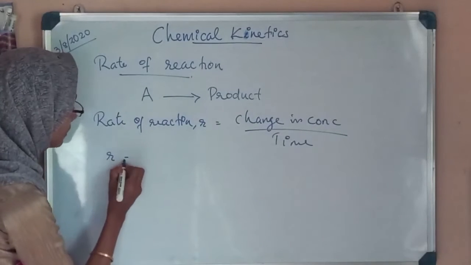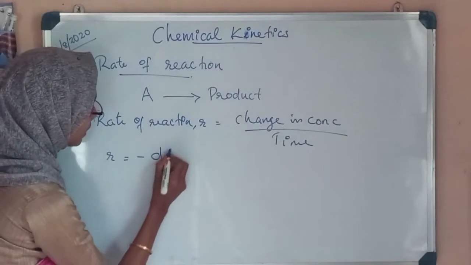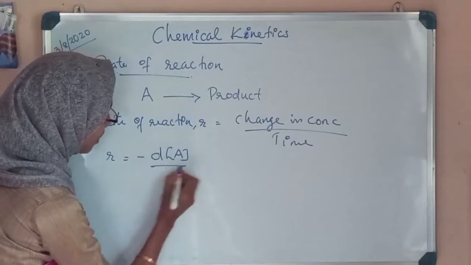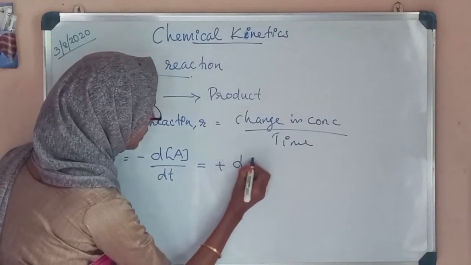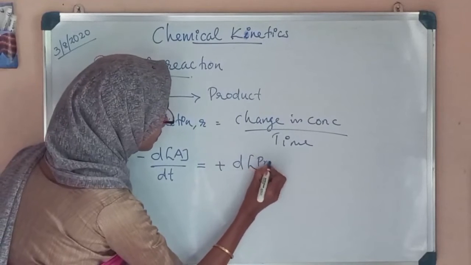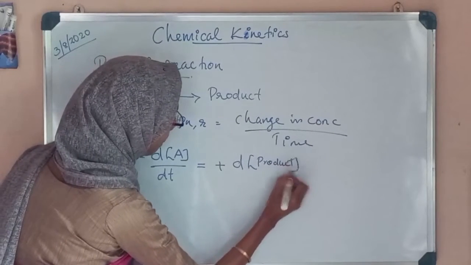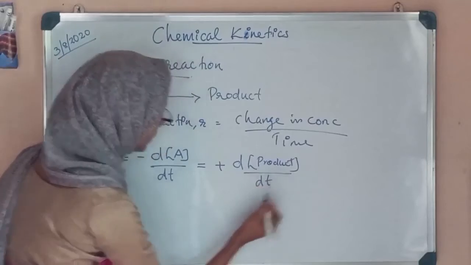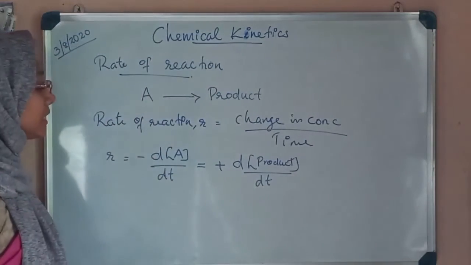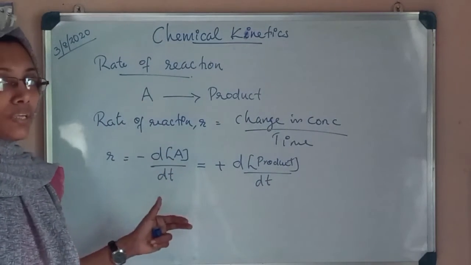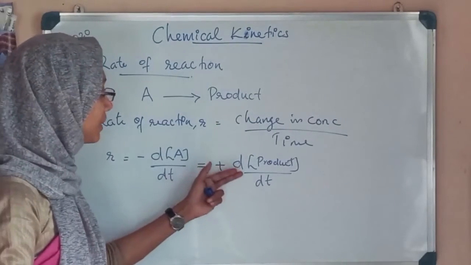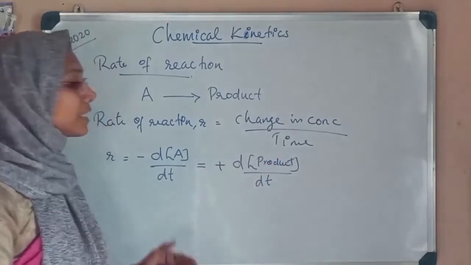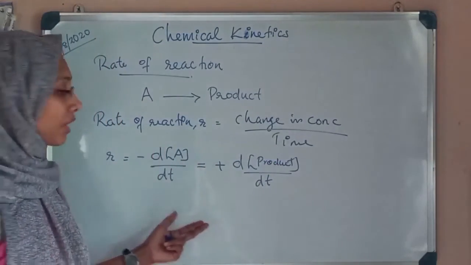That is, rate is equal to minus dA divided by dt is equal to plus d[product] divided by dt, where dA is the change in concentration of the reactant and dt is the change in time, and here d[product] is the change in concentration of the product.